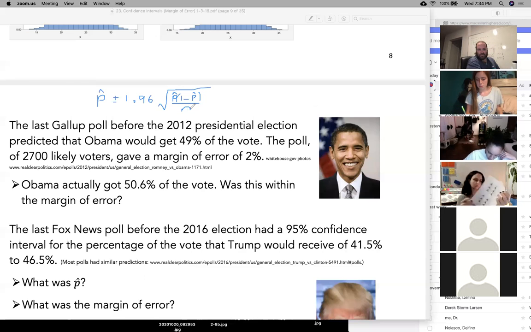and 1.96 basically comes from the fact that it's a 95% confidence interval. If it was a different level of confidence, I would use a different number. But this chapter never does anything but 95% confidence. And because it never does anything but 95% confidence, we're just always going to use 1.96.